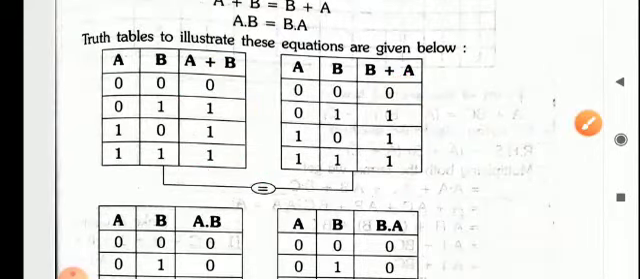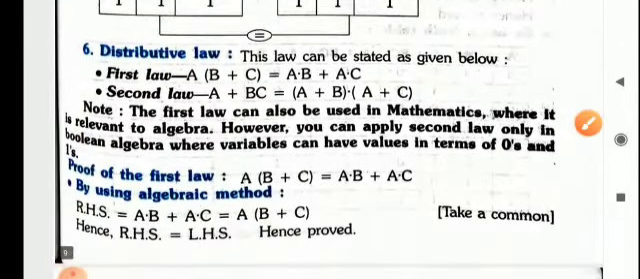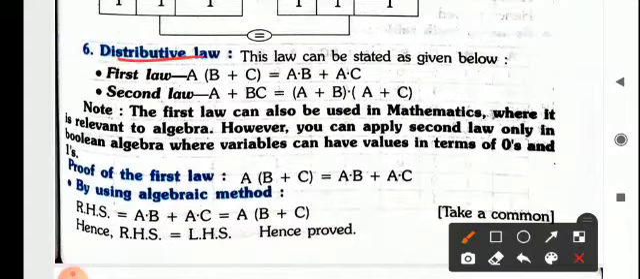Okay, then we have the distributive law. The distributive law can be stated as given below. The first law says that A multiplied with (B plus C) as a whole, if you factorize further, will be AB plus AC. One time A will be multiplied with B, and the second time A with C.